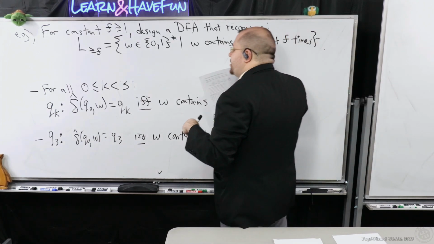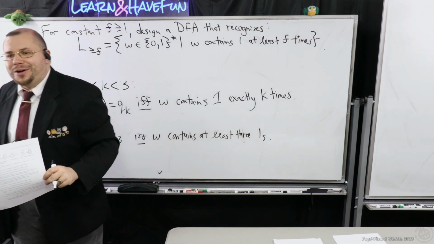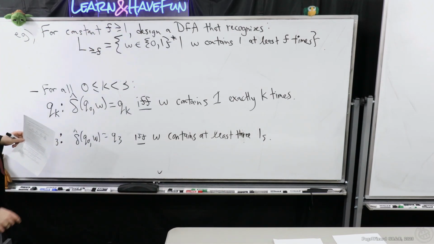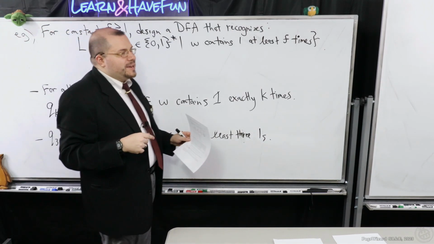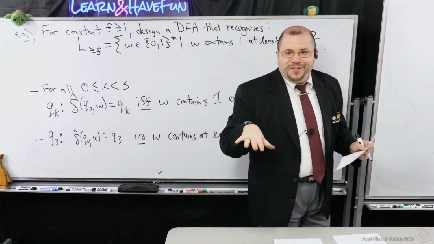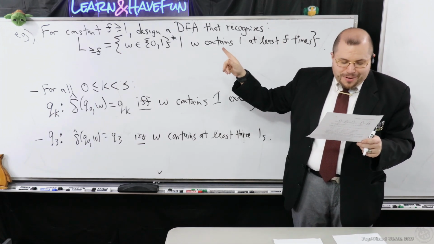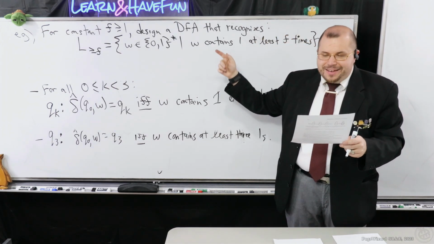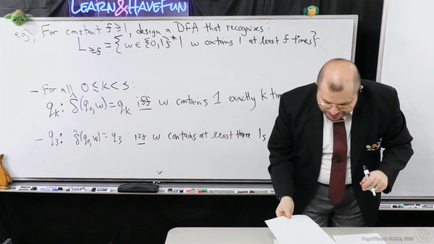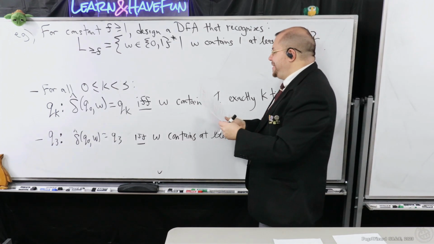So that's L at least f. That's what I'll call it, L at least f. Do you notice that if f is equal to 3, that's exactly what we had before? Does everybody see that? So now what I want to do is show you how you could design a DFA that is good for this one. So let's just quickly whip this out.